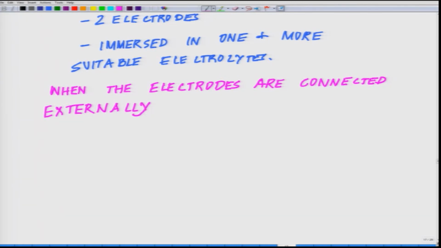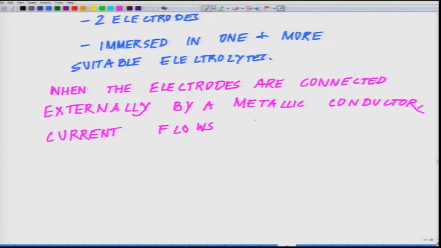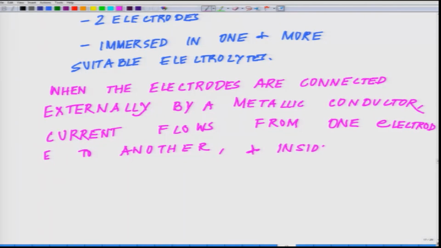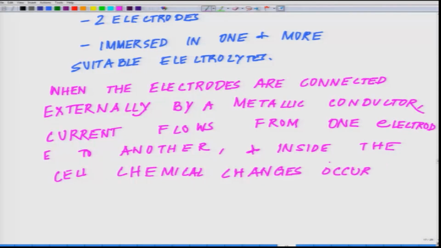When the electrodes are connected externally by a metallic conductor, current flows from one electrode to another, and inside the cell chemical changes occur at the surface of the electrode.